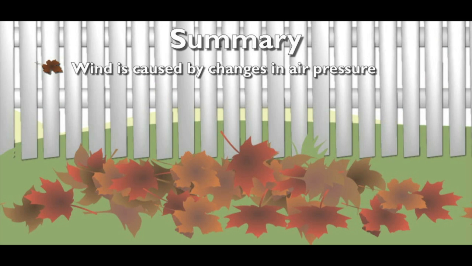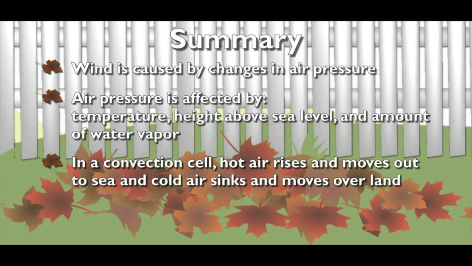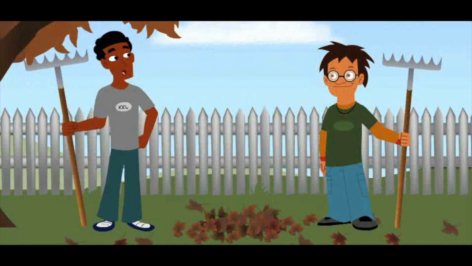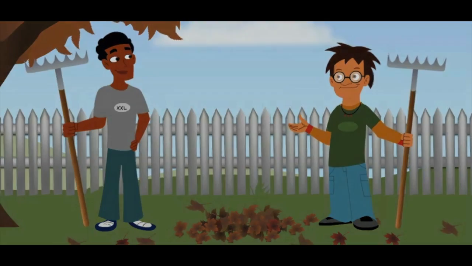You know, this wind thing is pretty fierce. I never realized wind was caused by changes in air pressure, or that air pressure is affected by three things: temperature, height above sea level, and amount of water vapor in the air. And the convection cell stuff? Hot air rising, cool air sinking? It's wild. But it's not as wild as the Coriolis effect. That's the spinning of the Earth that makes winds curve. Wind is invisible, but so powerful. Wow, Sam, I'm blown away. Well, it was quite a whirlwind of information.